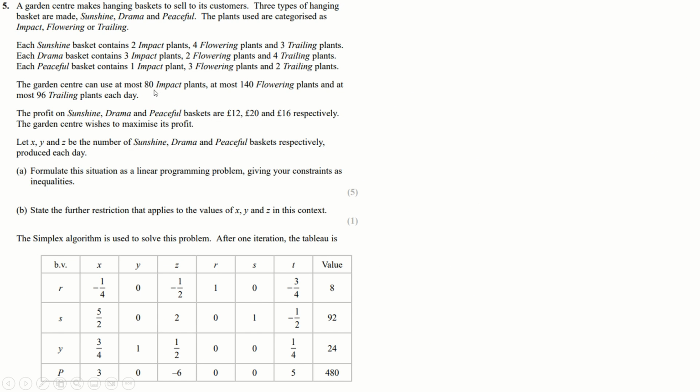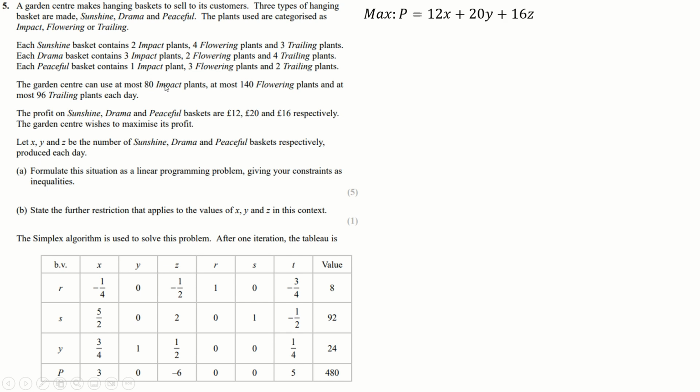The garden centre can use at most 80 of those and those. Our profit is going to be 12S. S is labelled as X. D is Y. I mean, why they didn't just do S, D, and P? Anyway, I guess P is a bad choice because of profit, but we want to maximise 12 times X, 20 times Y, and 16 times Z. That's fairly clear. What's less clear is what is going on up here.